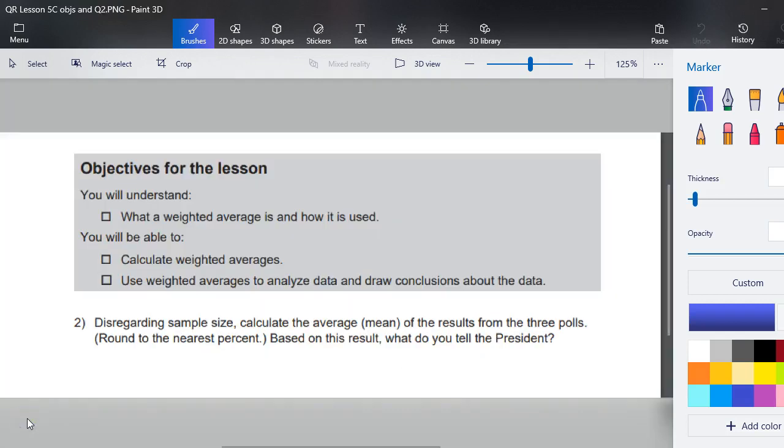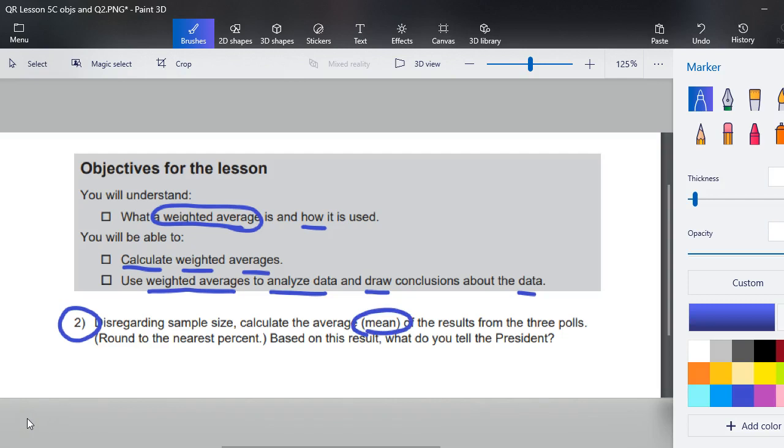I've mentioned before that I think you should start a glossary page or flashcards or sticky notes or something. Here is another word or set of words that you need to add to that list. We're going to understand what a weighted average is and how we use it. We're also going to be calculating those weighted averages, and we're going to use weighted averages to analyze and draw conclusions about data.